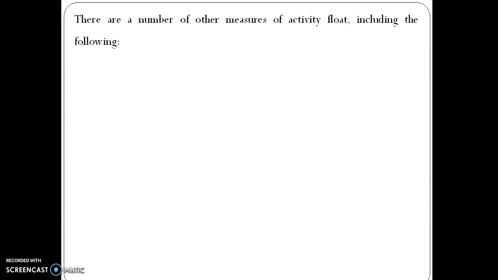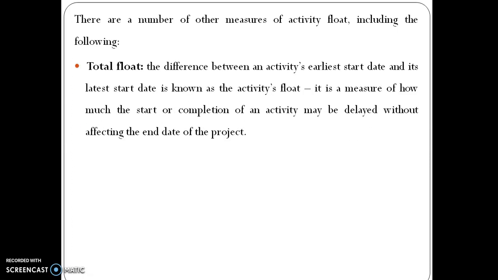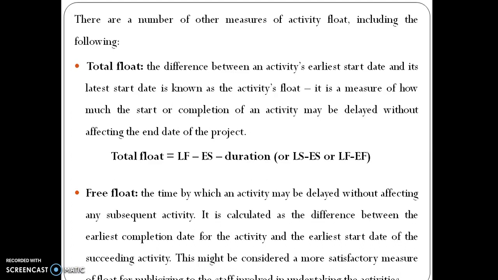There are a number of other measures of activity float, including the following. Total float. The difference between an activity's earliest start date and its latest start date is known as the activity's float. It is a measure of how much the start or completion of an activity may be delayed without affecting the end date of the project. Total float equals LF minus ES minus duration.